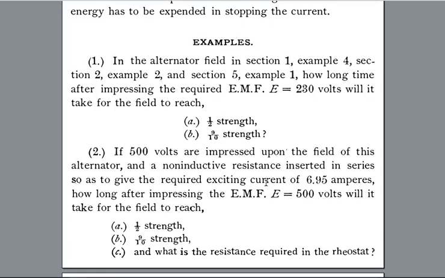Examples. 1. In the alternator field in section 1, example 4, section 2, example 2, and section 5, example 1, how long after impressing the required electromotive force of 230 volts will it take for the field to reach half strength and 9/10 strength? 2. If 500 volts are impressed upon the field of this alternator and a non-inductive resistance inserted in series so as to give the required exciting current of 6.95 amperes, how long after impressing the electromotive force of 500 volts will it take for the field to reach half strength and 9/10 strength, and what is the resistance required in the rheostat?